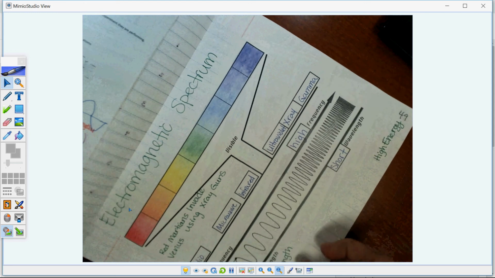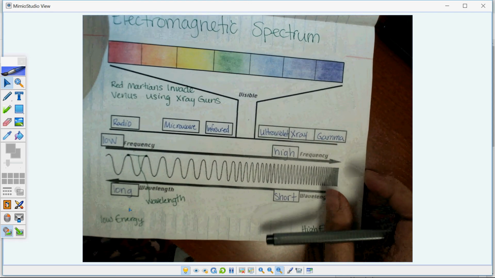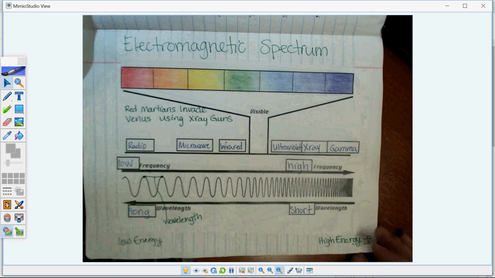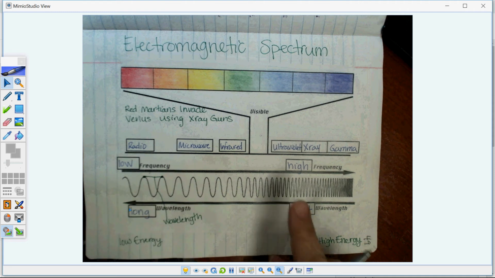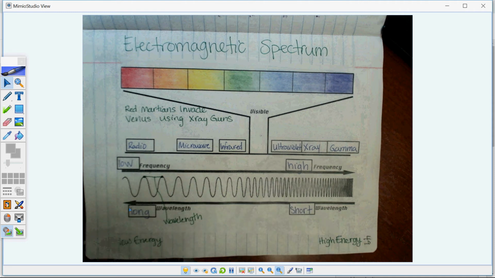Then we've also talked about the electromagnetic spectrum. I suggest you pause the video and take a minute to color this in. I have attached this into the Google Classroom. So this picture.